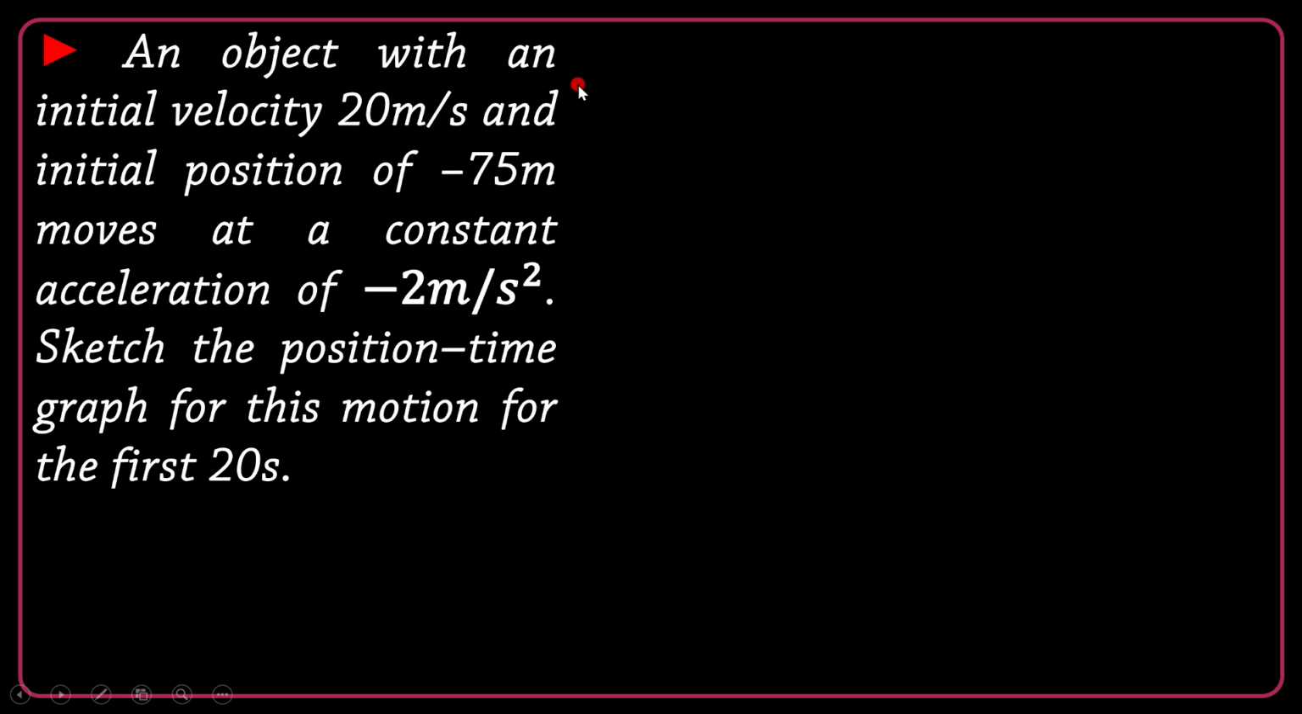An object with an initial velocity of 20 meters per second and an initial position of negative 75 meters moves at a constant acceleration of negative 20 meters per second squared. Sketch the position-time graph for this motion for the first 20 seconds.